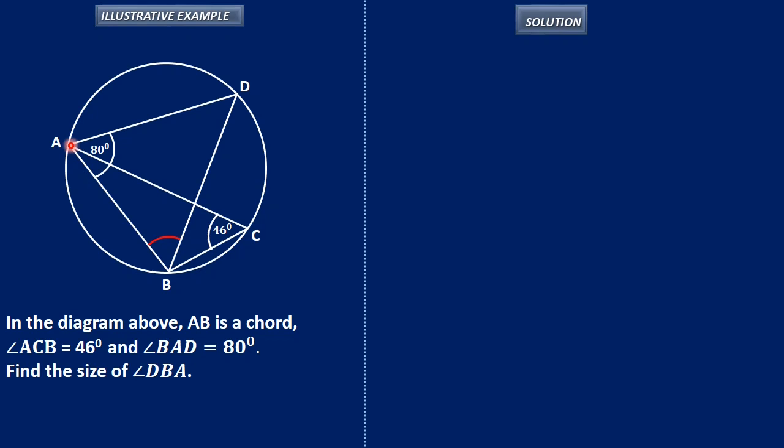Clearly, the chord AB subtends an angle of 46 on the circumference, and the same chord is subtending another angle on the circumference in the same segment. So angle ADB should also be 46 degrees. And the sum of the interior angles of triangle ADB should give us 180 degrees.